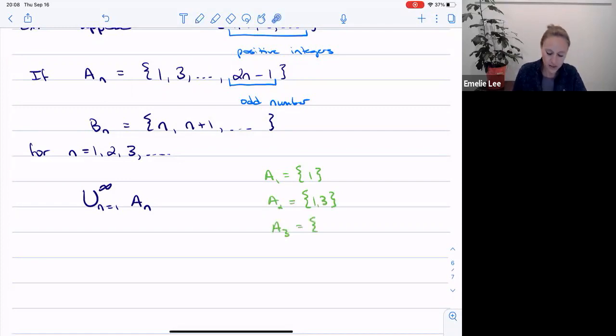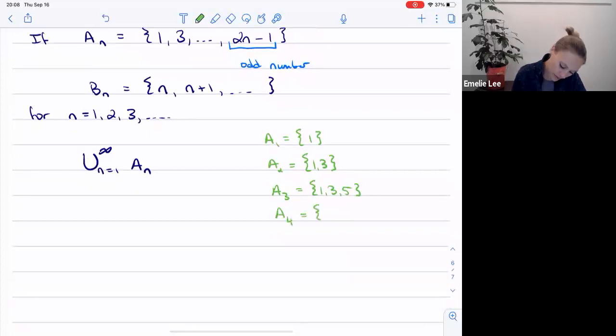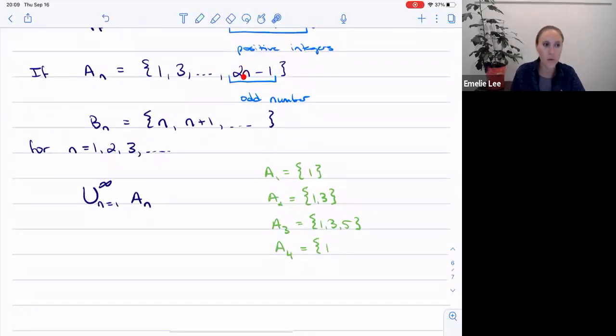A3 is going to go from 1 to 2 times 3 minus 1, right? So 2 times 3 is 6, minus 1 is 5. So 1, 3, 5. Okay. A4 is going to be, just take a wild guess what it's going to be. 1, 3, 5, 7. Let's try it. 2 times 4 is 8, minus 1 is 7. All right, good. 1, 3, 5, 7.